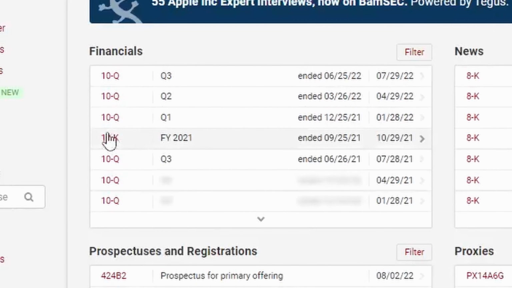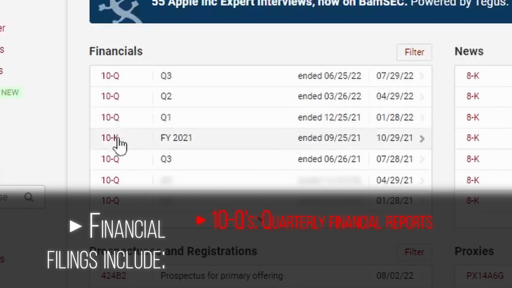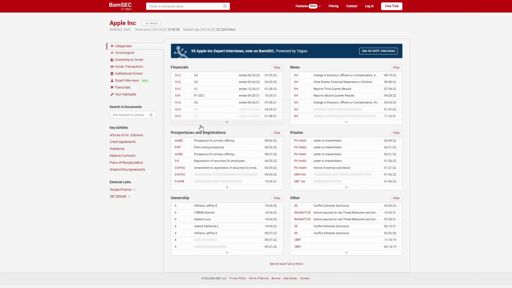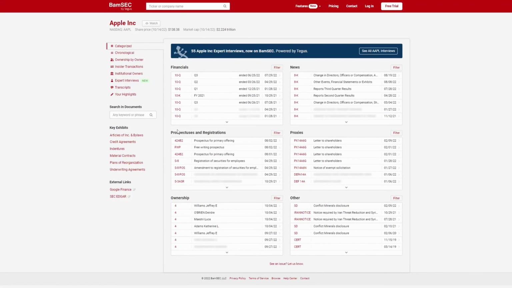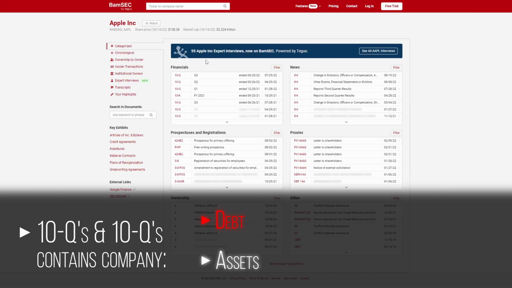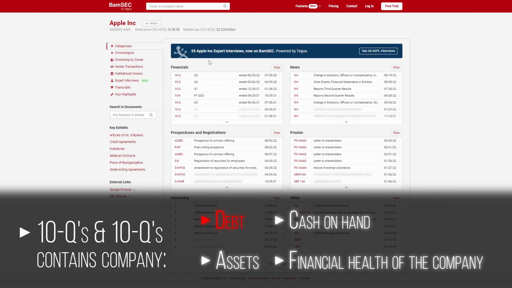These won't really apply much to whatever you're holding, but these ones over here will. So starting over here with the 10Q and 10K filings, these are your quarterly and your yearly financial reports from the company. In these filings, financial information about the stock is disclosed to the public. We could just click on any one of these and we get access to all of their financial information. These filings are going to include important numbers on the company's debt, assets, cash on hand, and it'll pretty much tell you the financial health of the company overall.